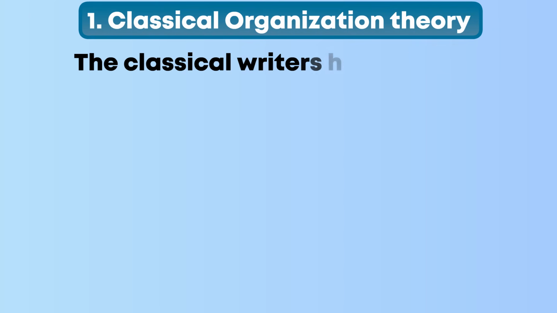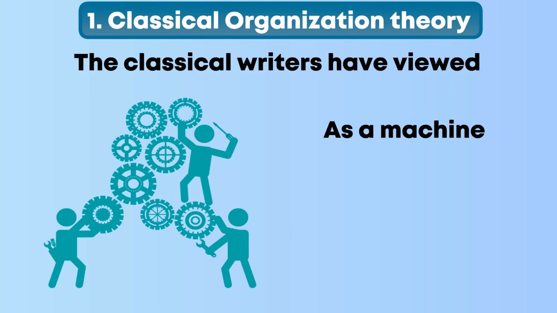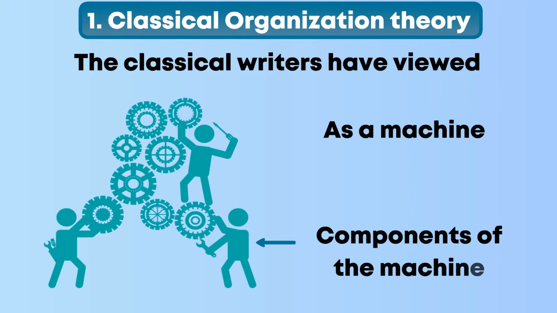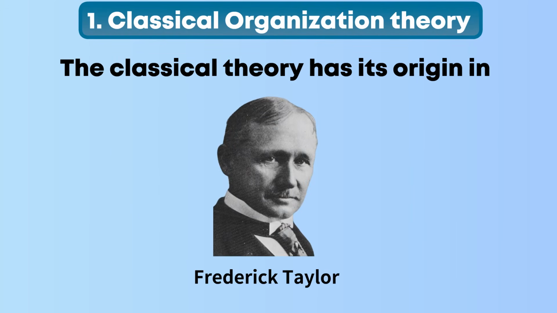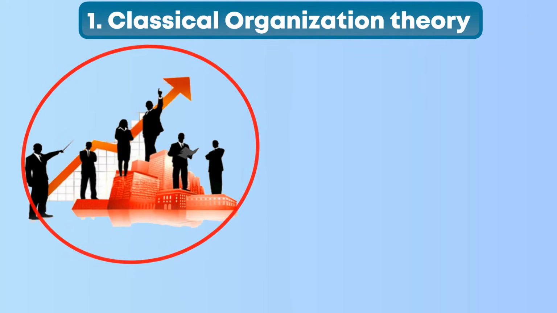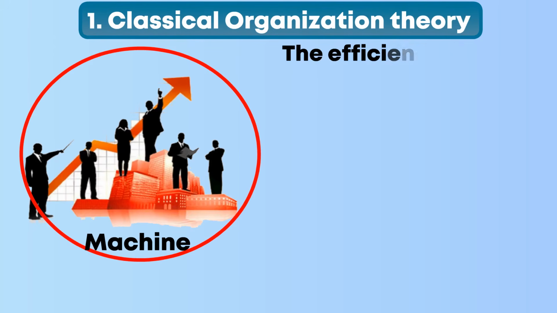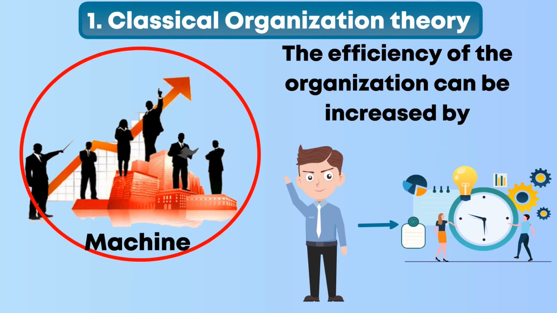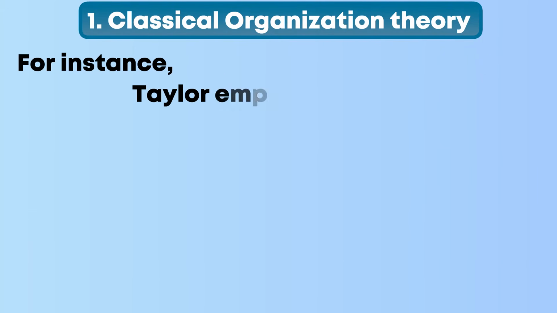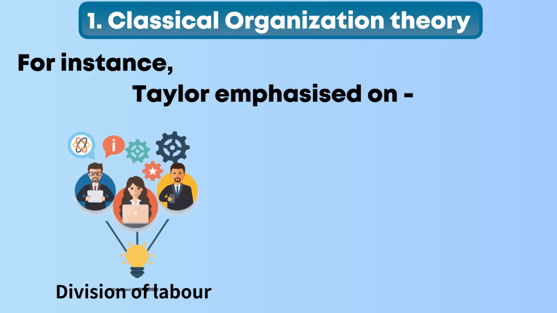Number 1. Classical organization theory. The classical writers have viewed the organization as a machine and persons as different components of the machine. The classical theory has its origin in the writings of Frederick Taylor. In classical theory, the organization is treated as a machine. The efficiency of the organization can be increased by making each individual efficient in it. For instance, Taylor emphasized division of labor, fixing everyday work, etc.